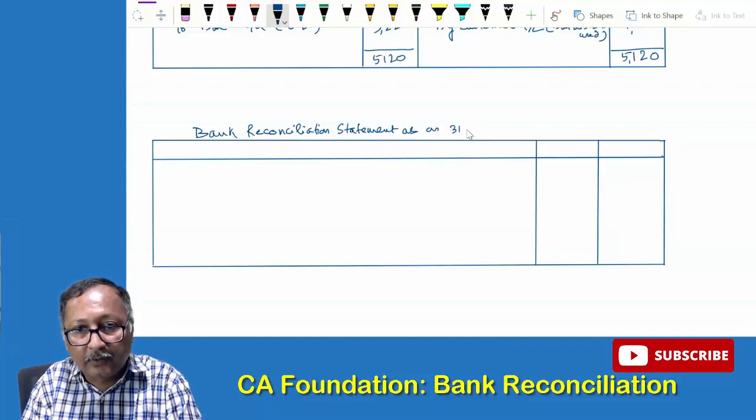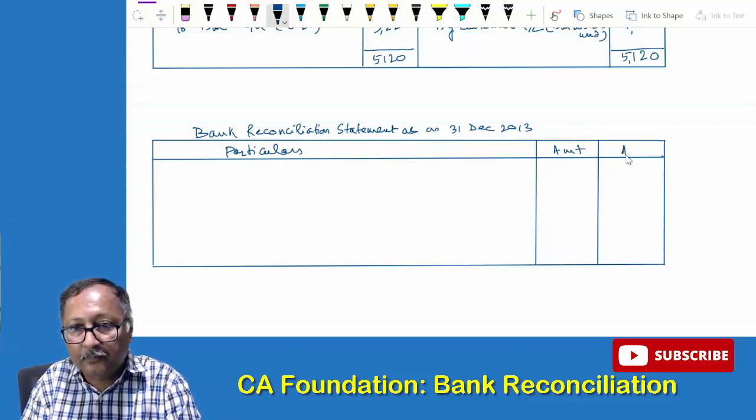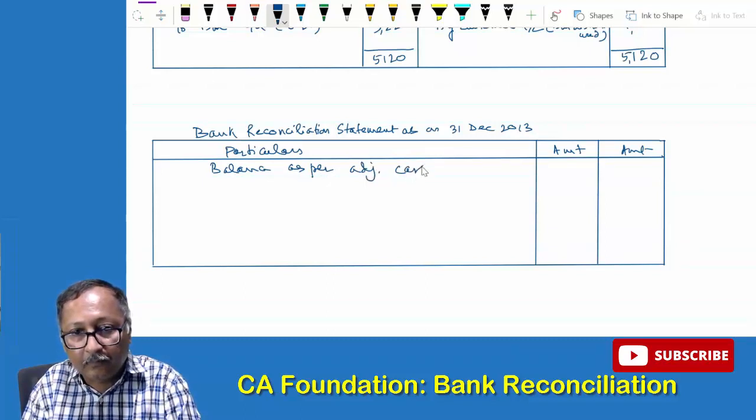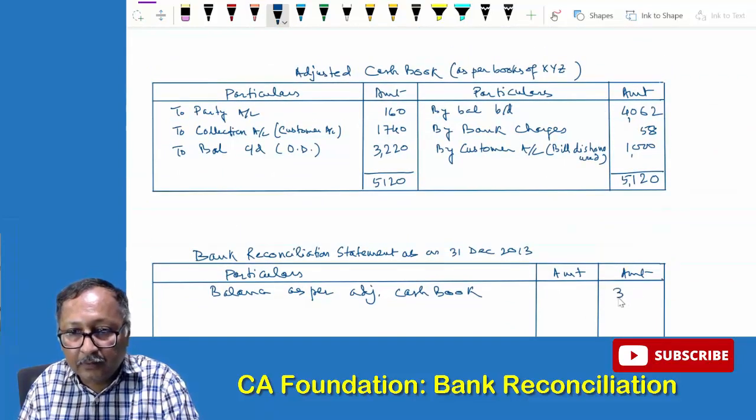This is as on 31st December 2013. We'll take the inner column and outer column, two columns. So we'll take the balance as per adjusted cash book. This comes to 3220. We'll take this 3220. This is the OD balance. We'll take it in minus.